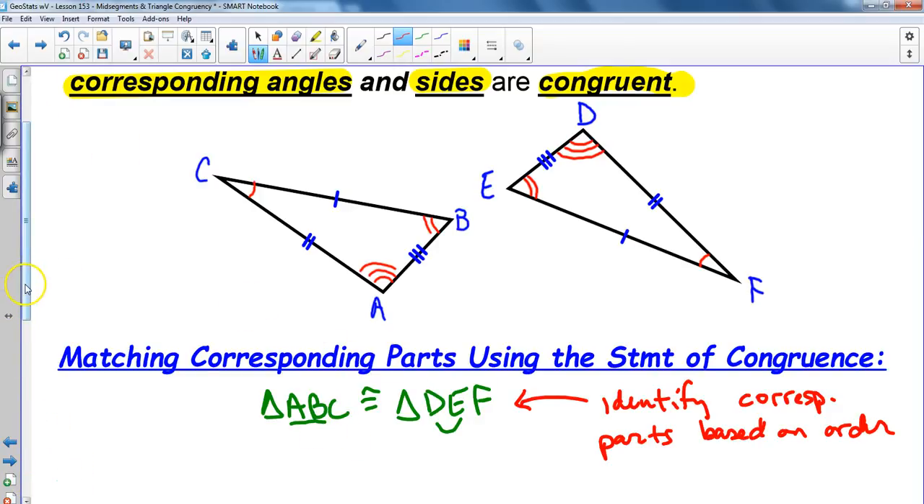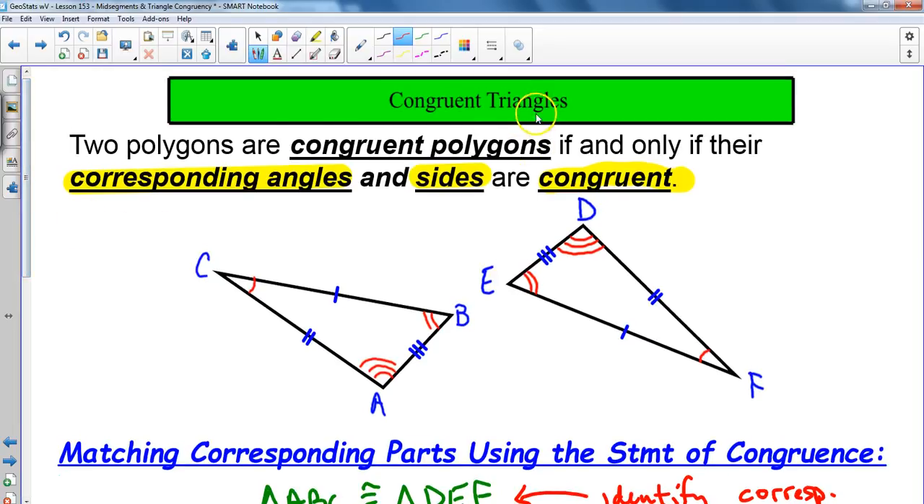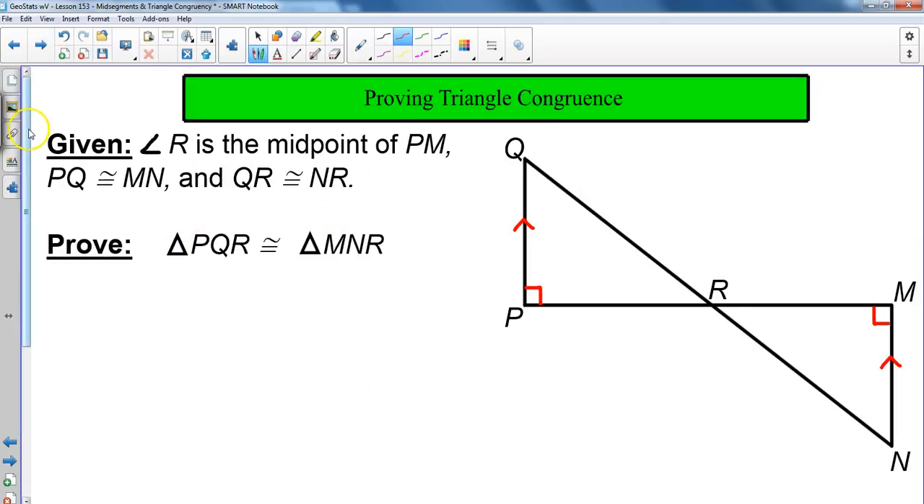The second thing to recognize from this is that they are congruent if we can show that angles and sides are congruent, and that means all of the angles and all of the sides. If we can show that all three angles are congruent and all three sides are congruent, then we know we've got congruent triangles. So let's check out a specific example in which we can do this. And I want you to pay attention to the way that this proof is laid out.